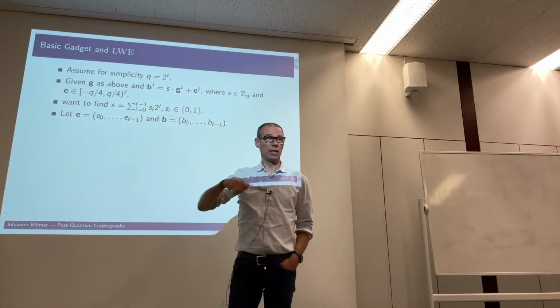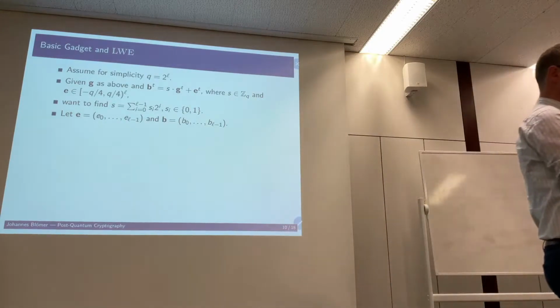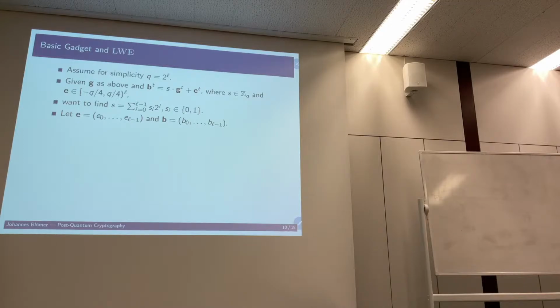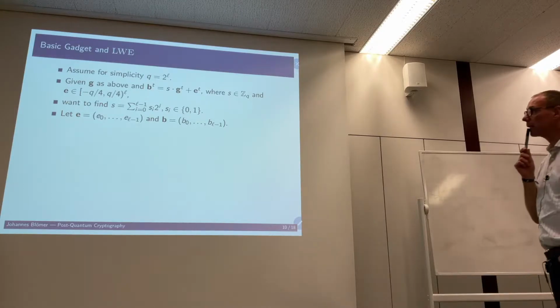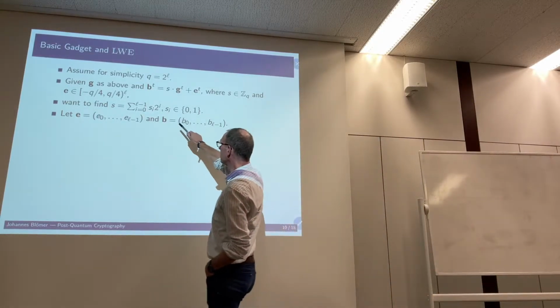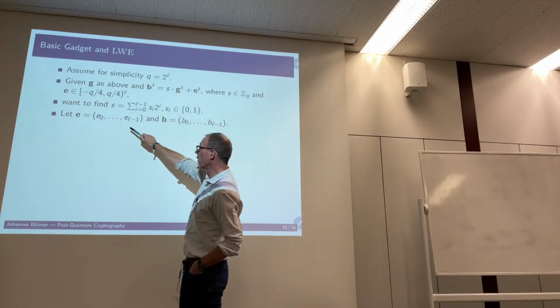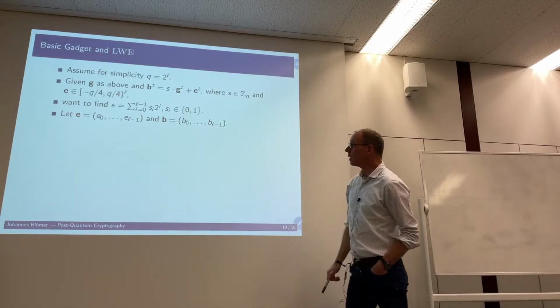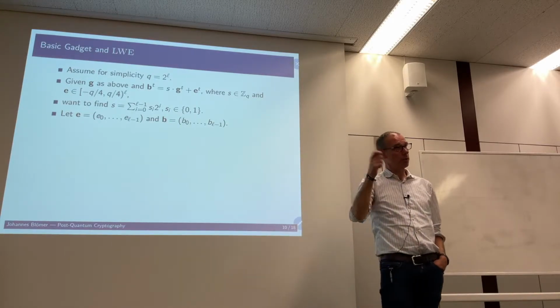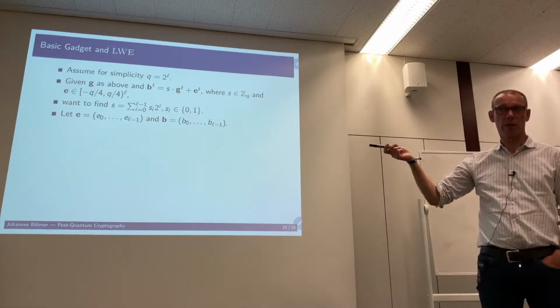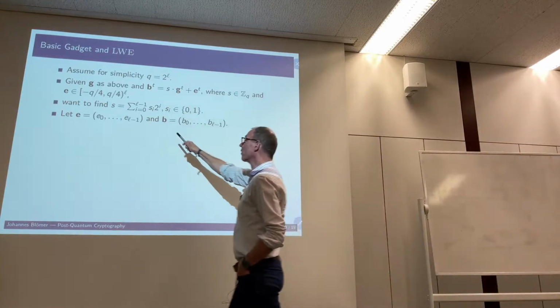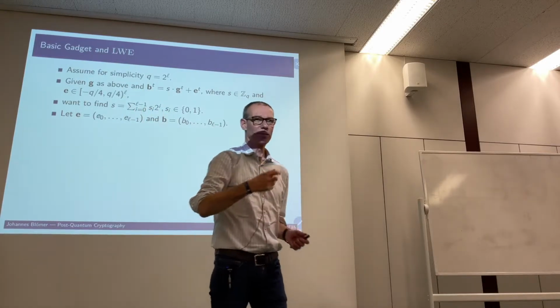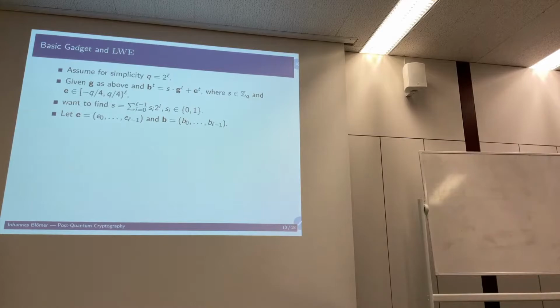I will write S in its base 2 representation, in its binary representation. The S_i are its binary digits. And I will compute S by recovering the binary digits one by one. And so the S_i are from 0 to R minus 1, and I also have E, the error vector, from 0 to L minus 1, and B is also from 0 to L minus 1. It just makes more sense because here I really have to start with 0, so it's better to enumerate the entries in a vector starting with 0.